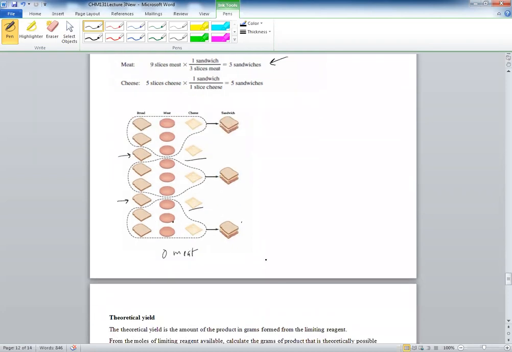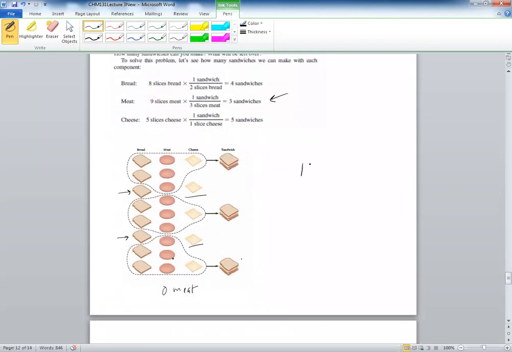So one ingredient limited you, and that is the meat. Imagine we call it the limiting factor, which is the meat. That's the same idea in chemistry: you are limited by the number of products or the mass of product made because one of those reactants runs out.